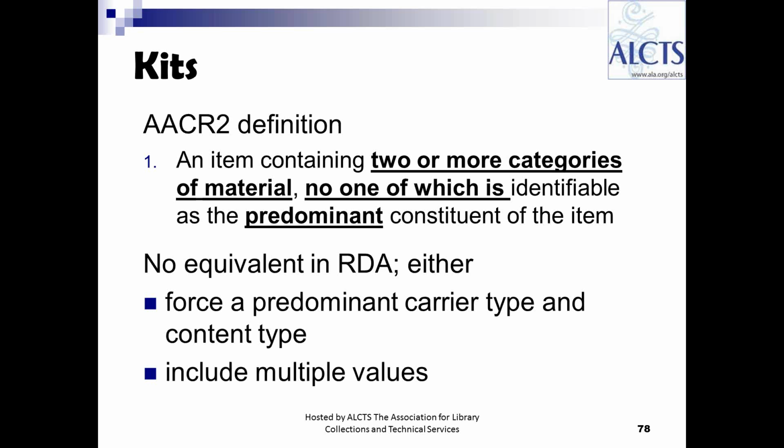You could make an argument that in RDA it might be useful to have some way to indicate a difference between something with multiple carrier, content, or media types that represent a main type plus a companion material, or a number of groupings of equal importance, but there is no need for content, carrier, or media type specifically for kits, since you can include the multiple values.